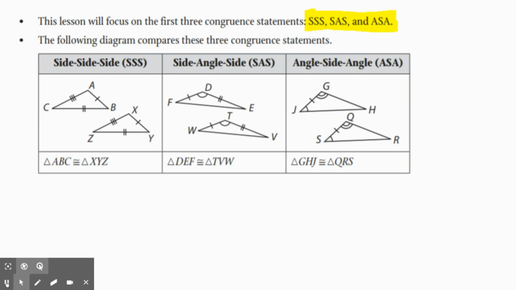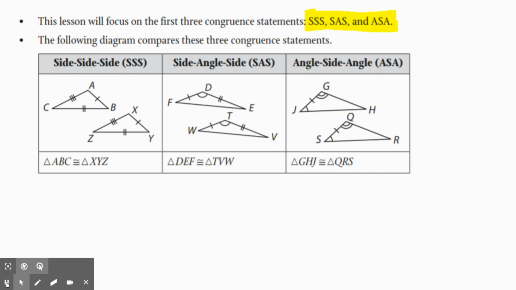So to sum up, these are the 3 ways that we can prove that triangles are congruent in this section. We're going to be looking specifically at side, side, side; side, angle, side; and angle, side, angle. Please be careful with the last 2. Make sure that the angle is included between the 2 sides and that the side is included between the 2 angles.